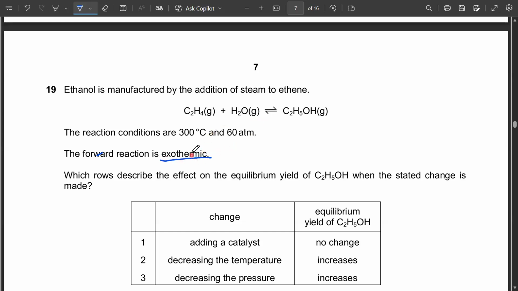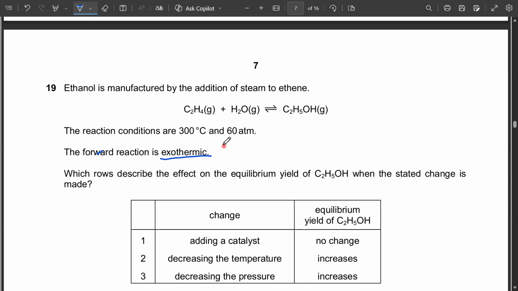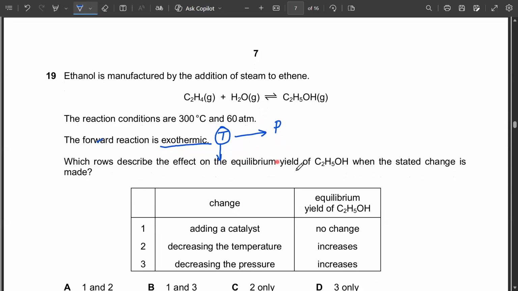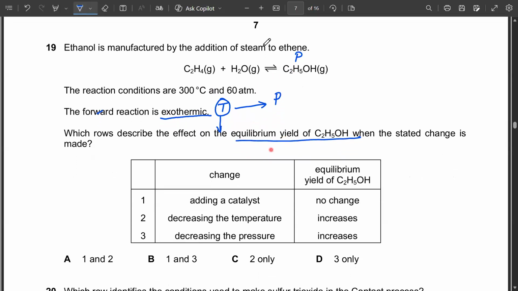If it is exothermic, then we remember the decrease in the temperature shifts the equilibrium towards the product side. Equilibrium shifts towards the product side. P stands for product. And we need to increase the yield of the ethanol, which is basically the product here. So decreasing temperature will be required.